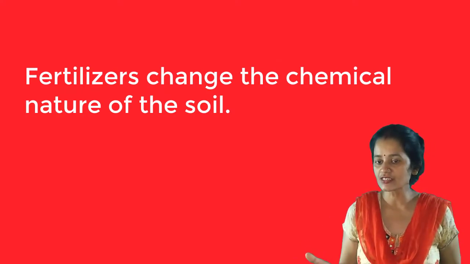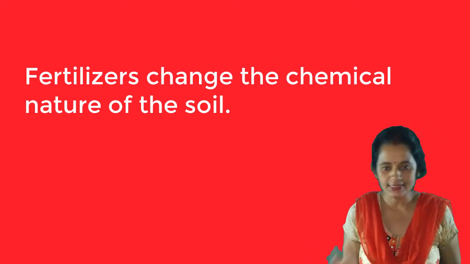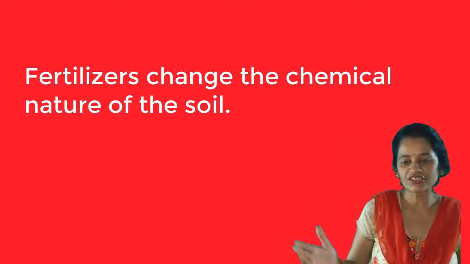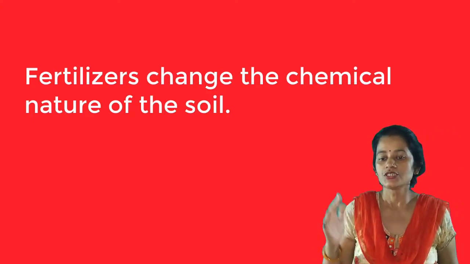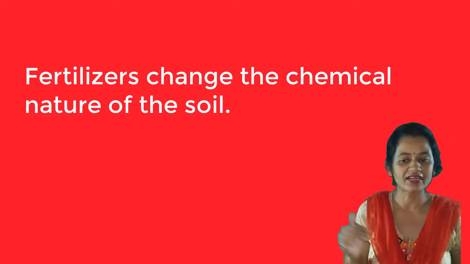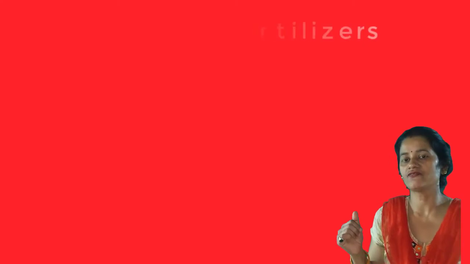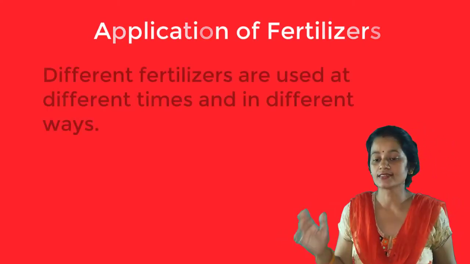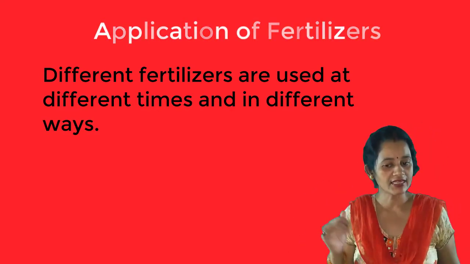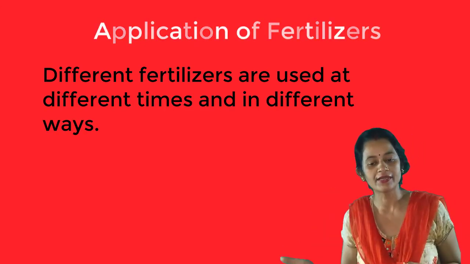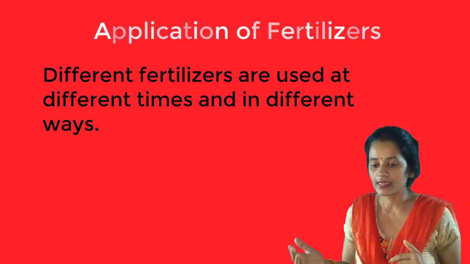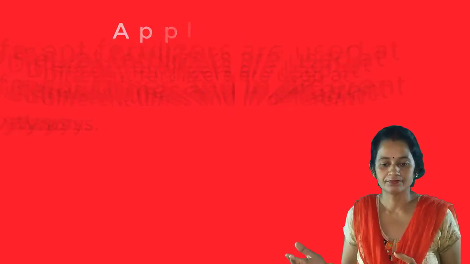The high yielding varieties of staple food crops like rice and wheat require large amounts of nutrients, causing a severe deficiency of nutrients in the soil. So, during the cultivation of these crops, regular application of chemical fertilizer is needed. Now, application of fertilizers. Different fertilizers are used at different times and in different ways. They should be applied in a proper dose and at the proper time. The application of fertilizers may be done before sowing, during irrigation and by spraying them.